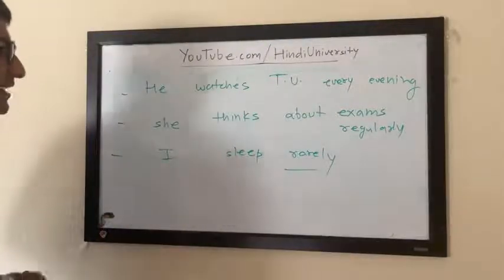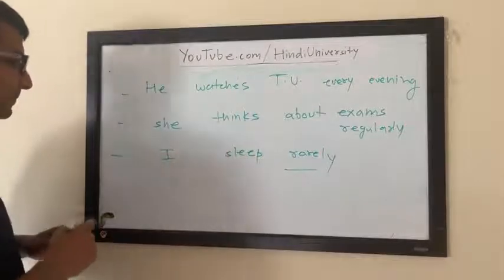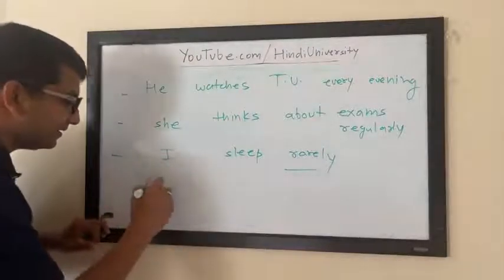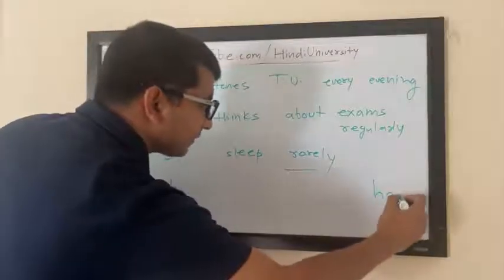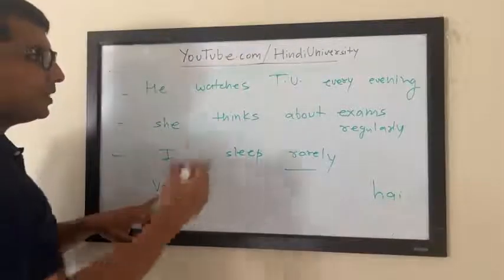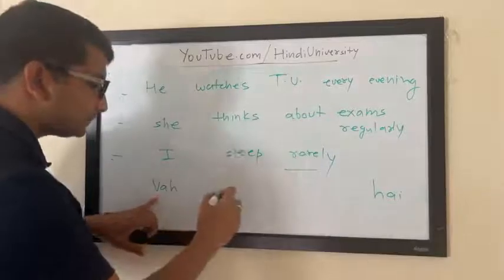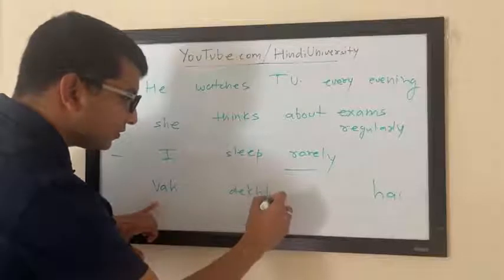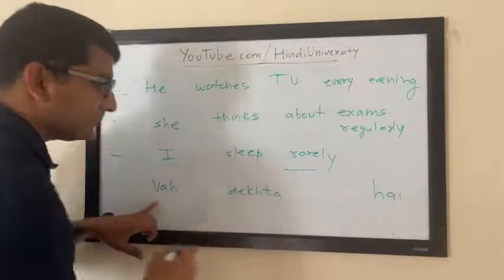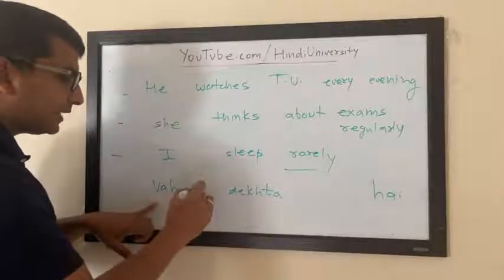Let's do the first one. He watches TV every evening. Vah har sham TV dekhta hai. Right, so you have vah and then you have hai. Then you have watches, which is vah dekhta hai. You have dekhna, but you remove the na and you put dekhta hai. Vah dekhta hai.